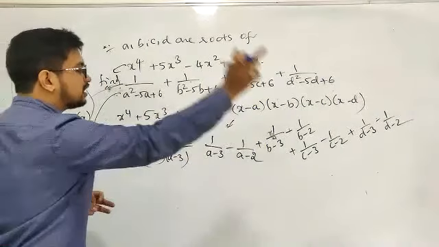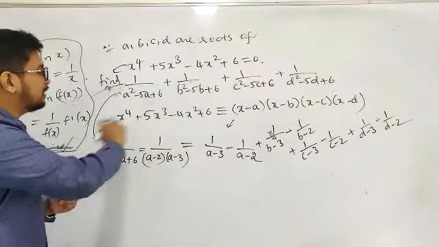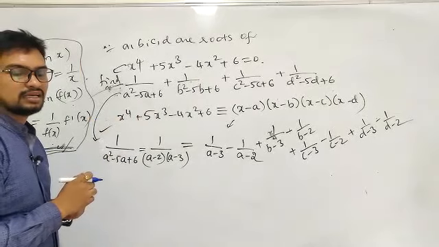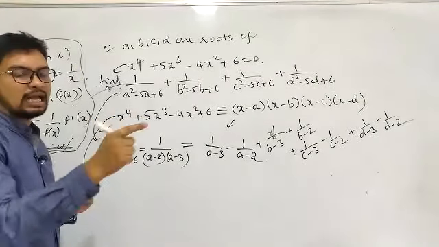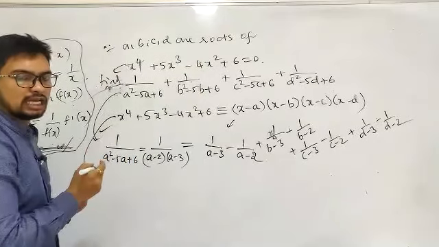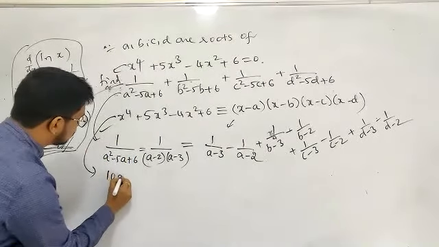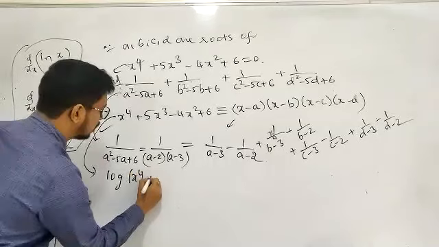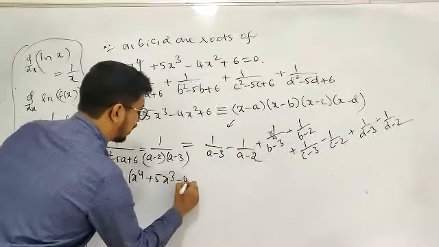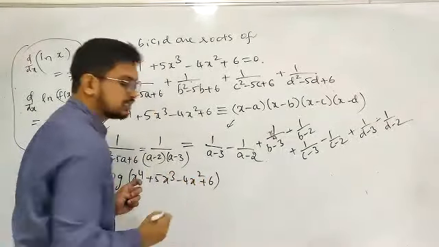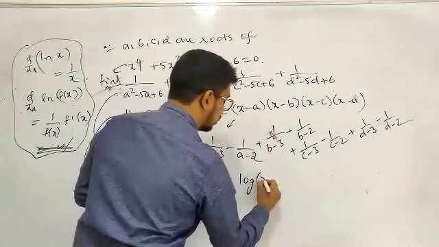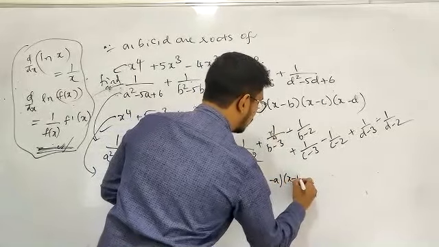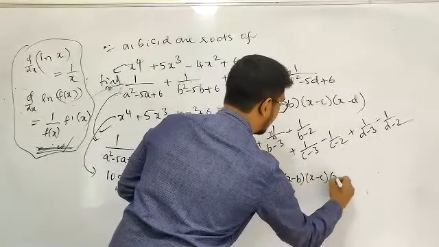Now, observe. I will apply logarithms on both sides. Take this problem, which you have already been given in logarithms. Taking logarithms on both sides, this is log of x power 4 plus 5x cube minus 4x square plus 6, equal to log of (x minus a) into (x minus b) into (x minus c) into (x minus d).